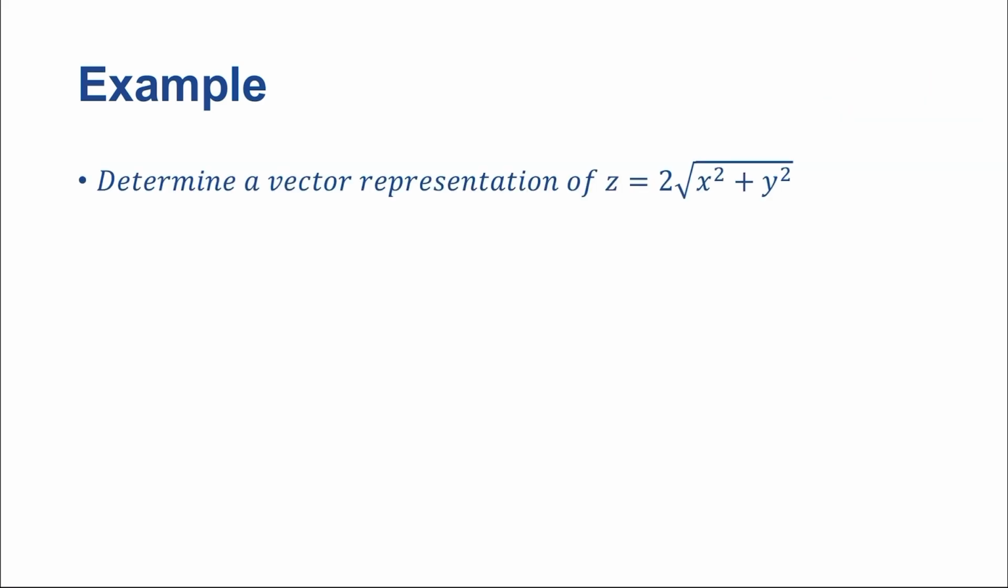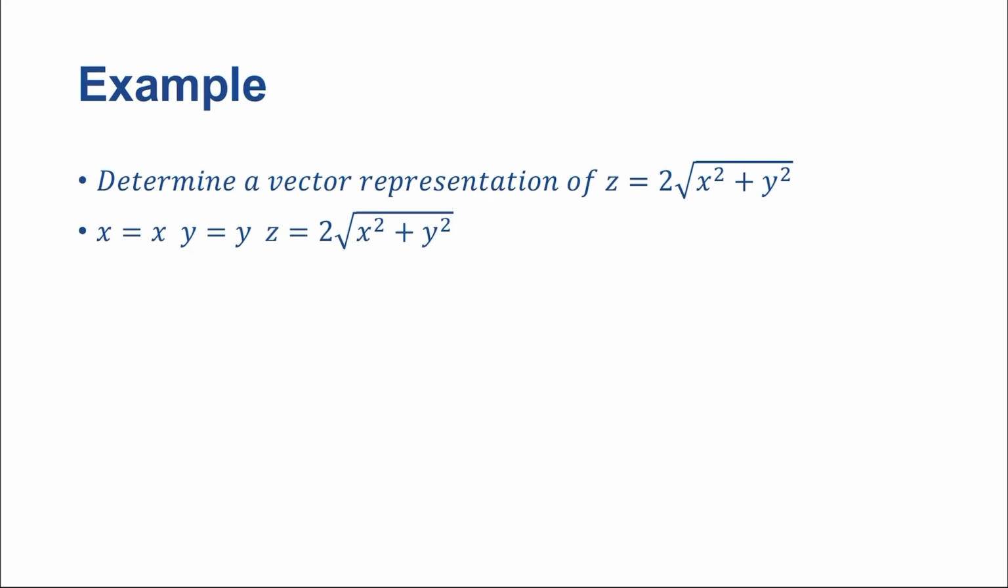Let's do another example. Let's determine a vector representation of the function f of x, y, or z, equals 2 times the square root of x squared plus y squared. Now what I see here is z being proportional to the radical of x squared plus y squared. What that immediately should do is start alarm bells ringing that we're going to be dealing with a polar, or a cylindrical or a spherical graph. Turns out this is actually part of a cone. But we didn't need to know that.